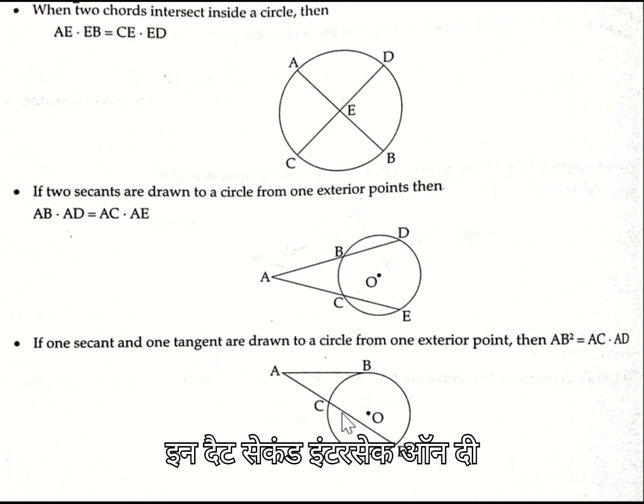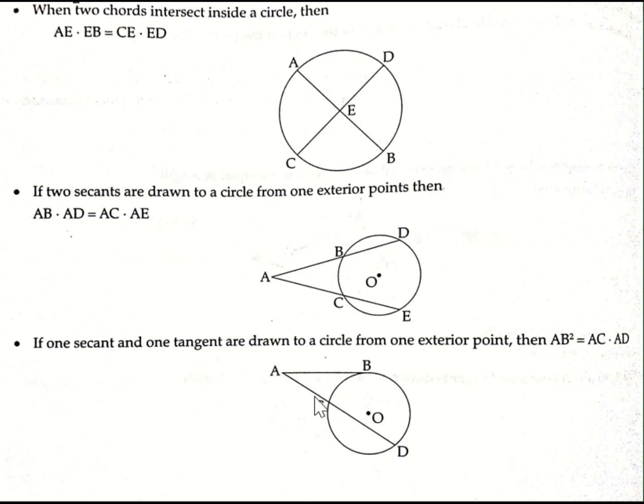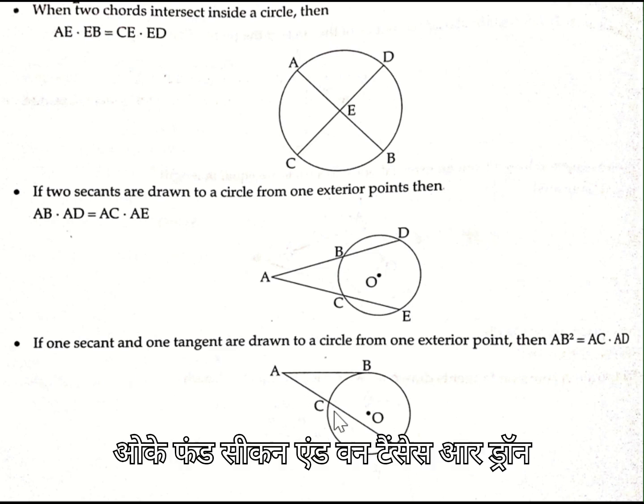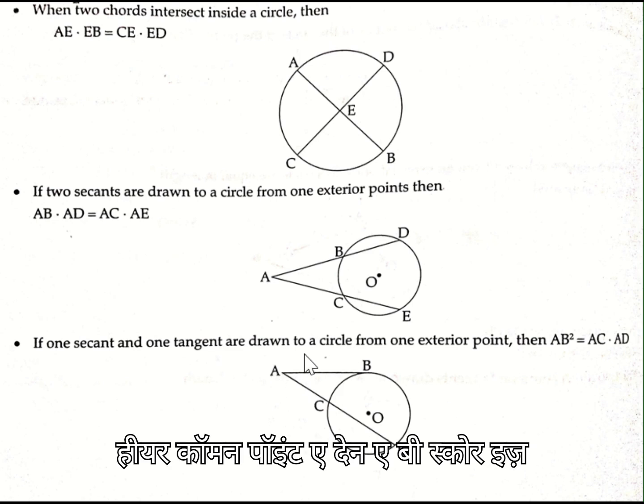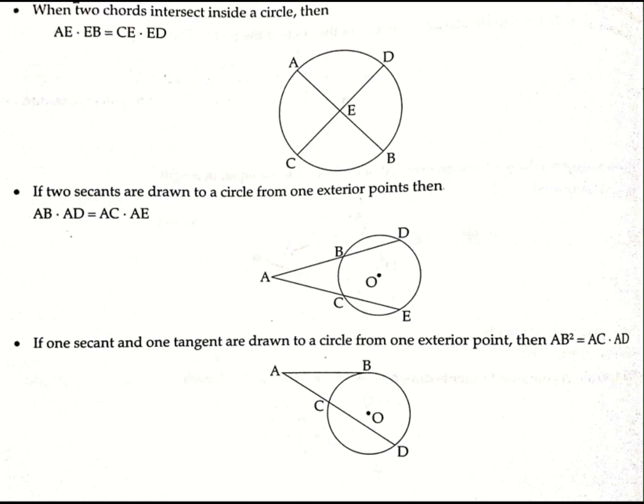C is the point where the secant intersects the circle midway. One secant and one tangent are drawn from the same exterior point A. Here the common point is A. Then AB square is equal to AC into AD.